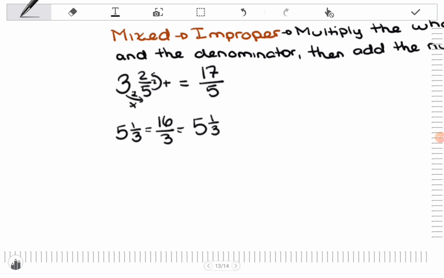Let's try to do one more. Let's say we have 6 and 7 ninths. Okay, so once again, we multiply the big one times the one at the bottom, and then we add the one at the top. 6 times 9 is 54, plus 7 is 61, if I'm not wrong. 61 over 9. That's it. Simple, okay? So we already know how to change from mixed to improper and from improper to mixed. Very easy.